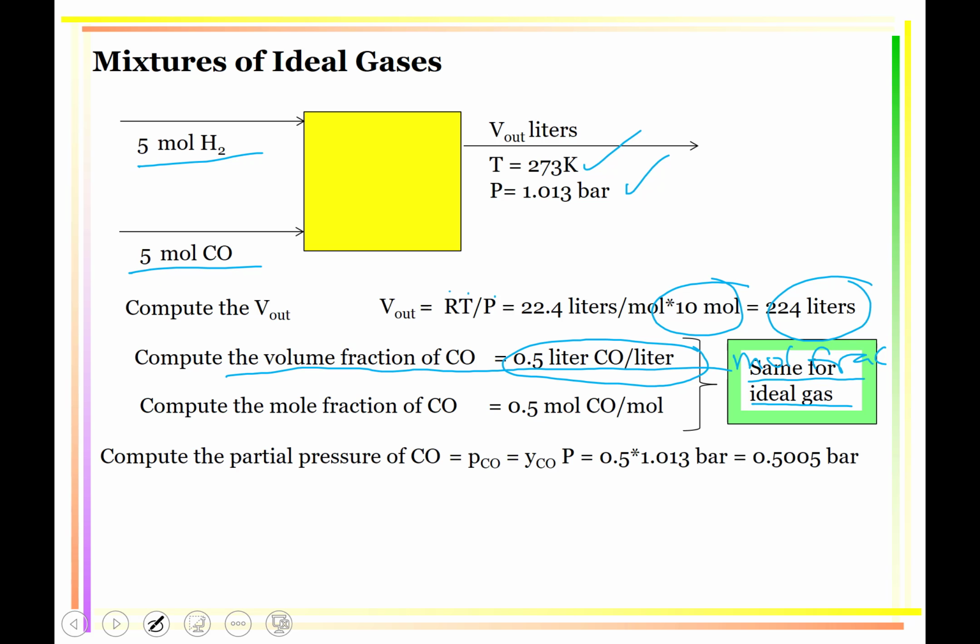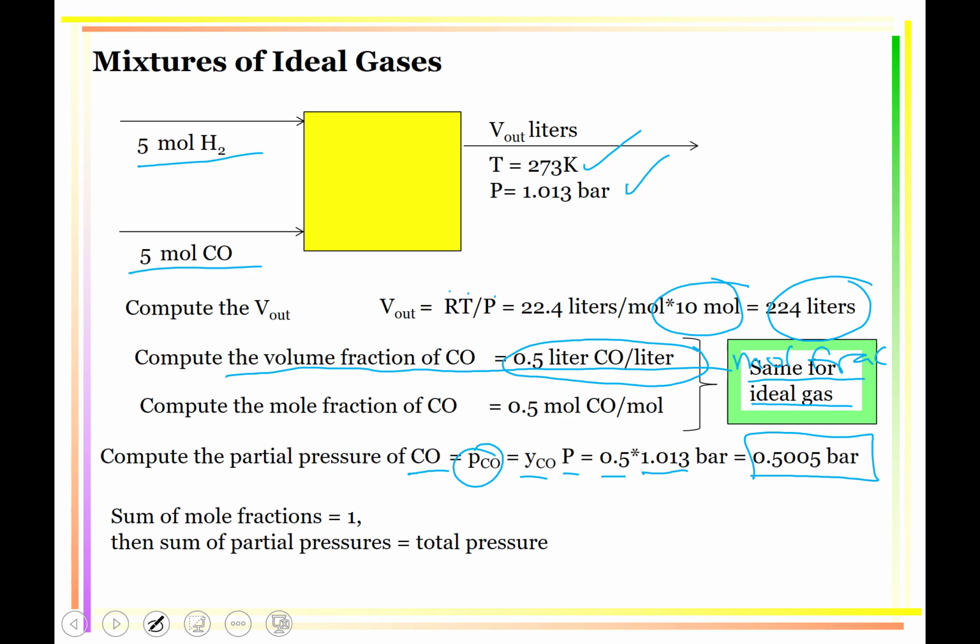All right, compute the partial pressure of CO. So the partial pressure is equal to the mole fraction times the pressure. So we multiply 0.5 times the pressure and we get 0.5005 bar. So the sum of the mole fractions is equal to 1. Then the sum of partial pressures sums to the total pressure.